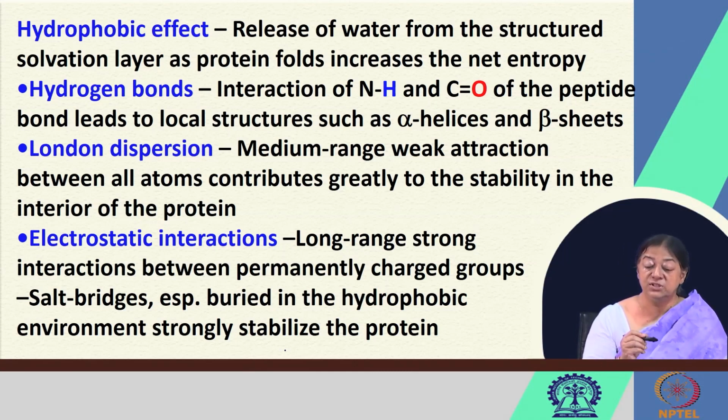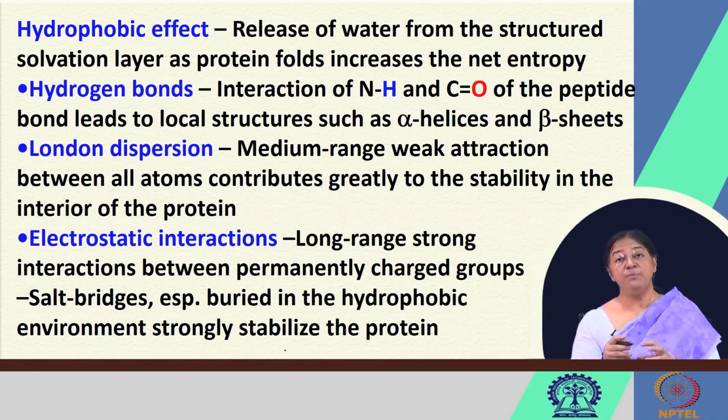So, it is the release of the water from the structured solvation layer as the protein folds that results in an increase in the net entropy. But from a protein standpoint, when we are looking at the disordered polypeptide chain getting folded into a more ordered compact structure, that results in a decrease in entropy for the system, that is our protein chain.